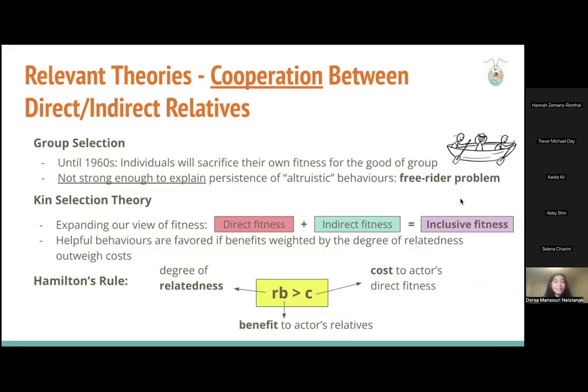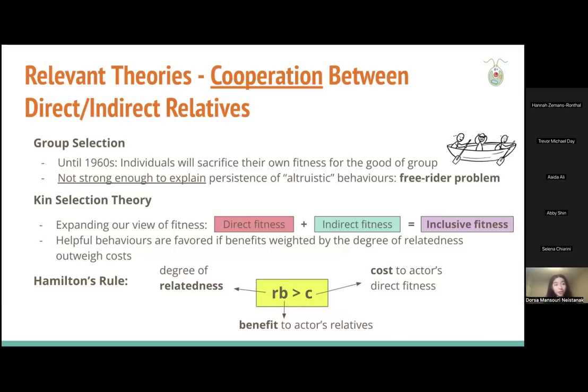Thank you. Up until the 1960s, these behaviors were explained by a theory called group selection. It basically stated that individuals will sacrifice their own fitness for the good of the group. However, it wasn't strong enough to explain the persistence of altruistic behaviors because all it took was for one selfish individual to mess up the system and cause harm to the entire group. This is known as the free rider problem, sorry. And so kin selection came along, and this helped us see that these behaviors aren't considered altruistic and are rather acts of cooperation.